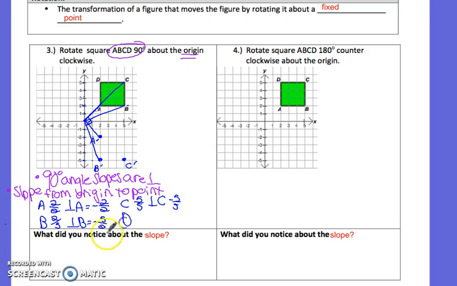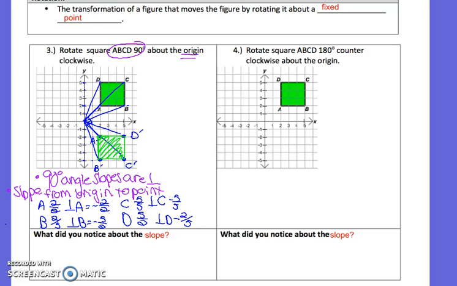Let's do D. D to the origin. I went up 5, right 2. So the perpendicular to D is going to be negative 2 over 5. So instead of up 5, right 2, I'm going to go down 2, right 5, and I have my D prime. And again, when you do all of these, you can see the right angles that were formed with the origin. Now I'm just going to connect, and I can see my square.